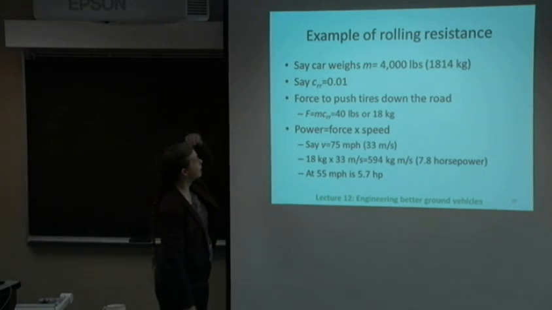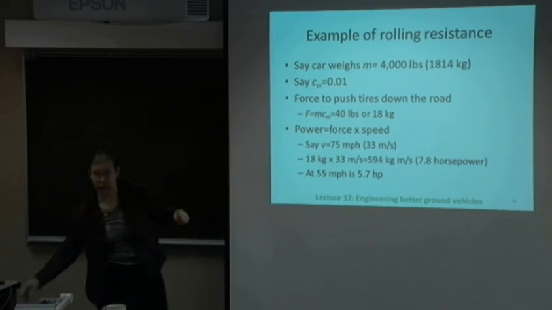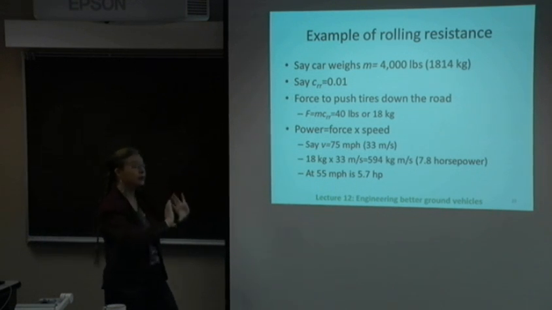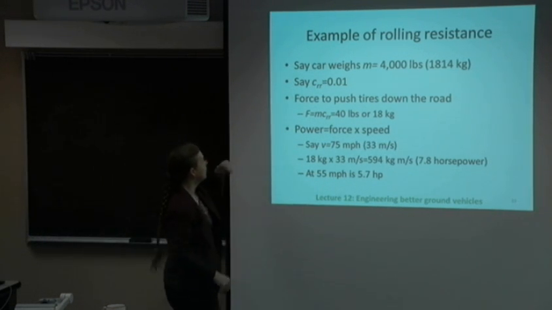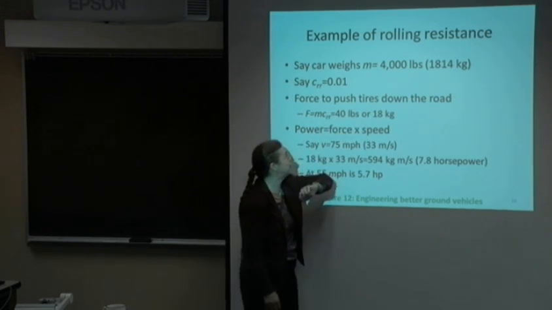Let's say your car weighs 4,000 pounds. Let's say your rolling resistance is 0.01. Now the force, this is not the force to push the air. This is just the force to roll the tires down the road. It is the mass times the rolling resistance, and it works out to 40 pounds or about 18 kilograms.